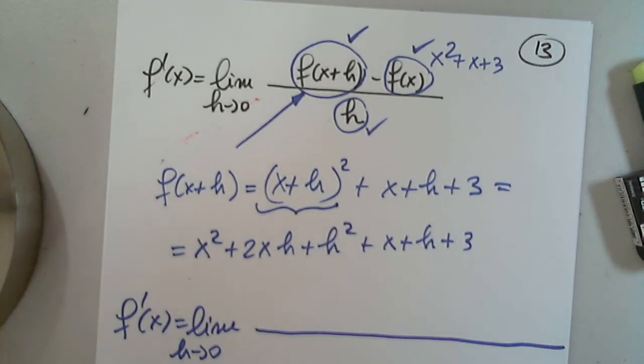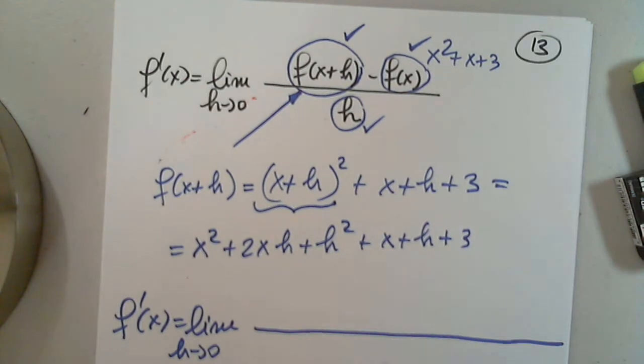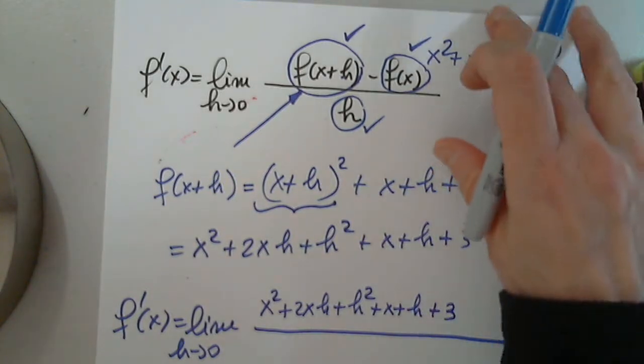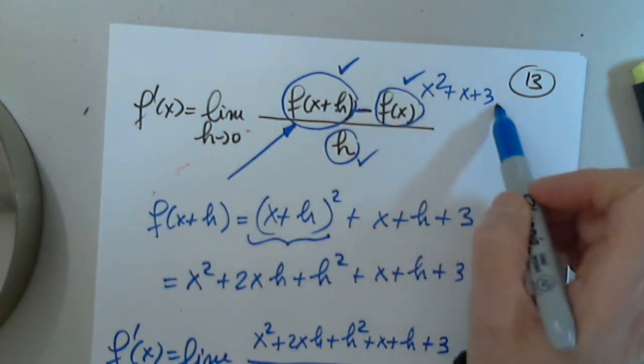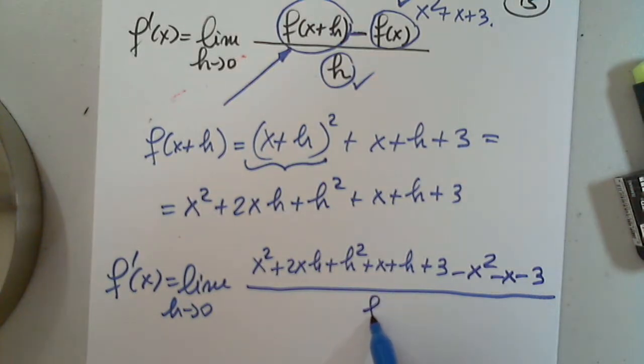Watch me run out of room. So this is all this: x squared plus 2xh plus h squared plus x plus h plus 3. Do not forget that the negative symbol has to be distributed. So negative x squared minus x minus 3, divided by h.